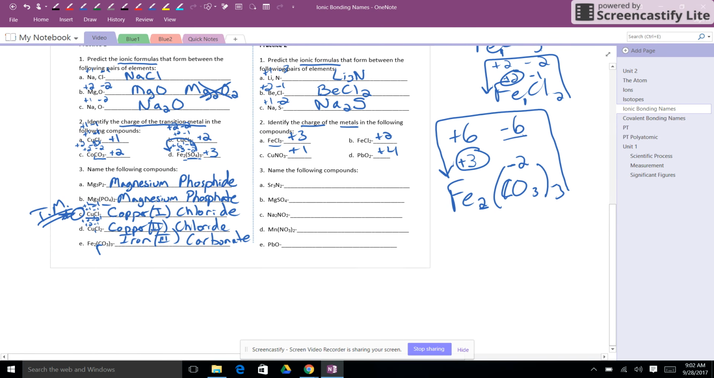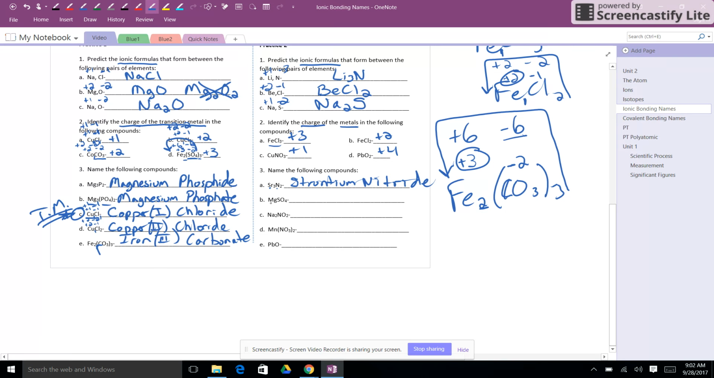Okay, let's finish this off by naming the following compounds. Sr3N2. This is a main group metal with a main group nonmetal. Let's just go ahead and start naming it. Strontium, and then end with the root and -ide, nitride. We don't need any prefixes here, and we don't need any Roman numerals because this is a main group metal.